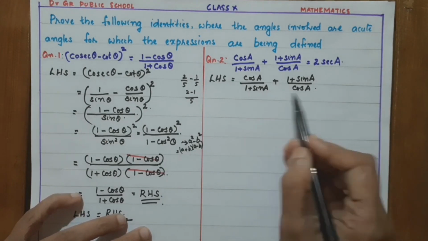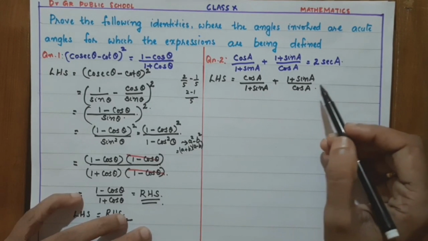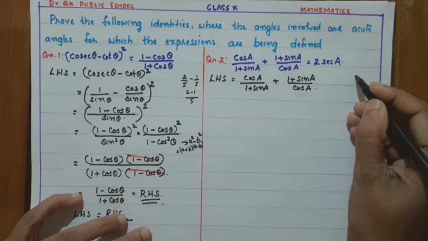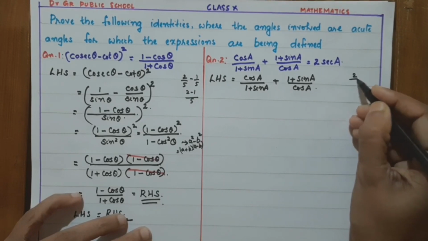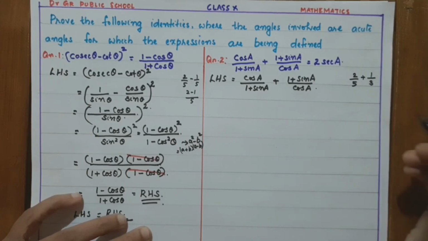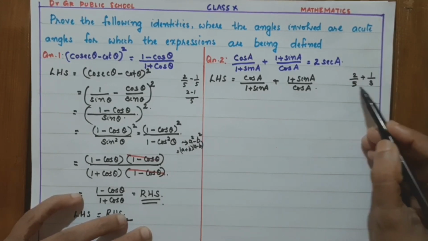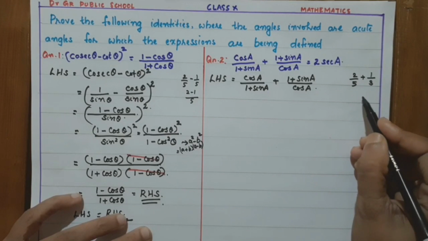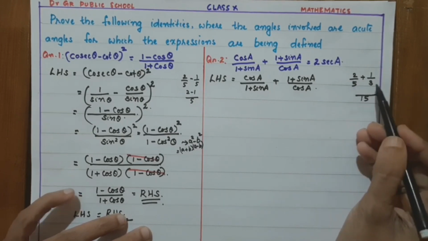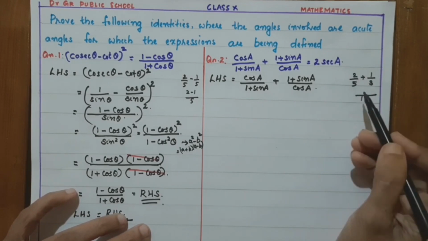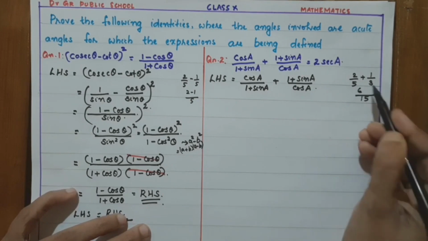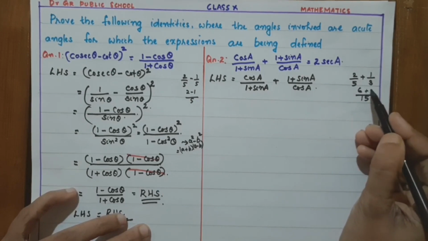See, when we have two different denominators, the LCM will be their product, isn't it? For example, if we have 2 by 5 plus 1 by 3, how are we taking the LCM? No common factor for these two, so 15. Their product is the LCM. Then to get the numerator, just do the cross multiplication. 3 into 2, 6, plus 5 into 1, 5.